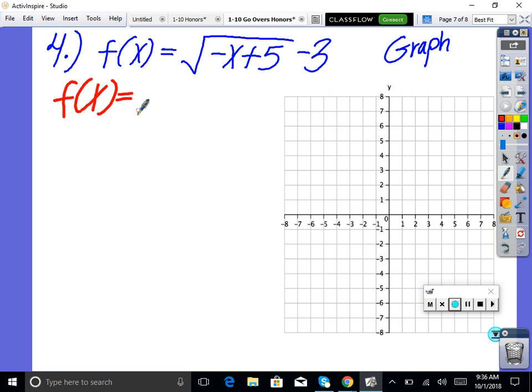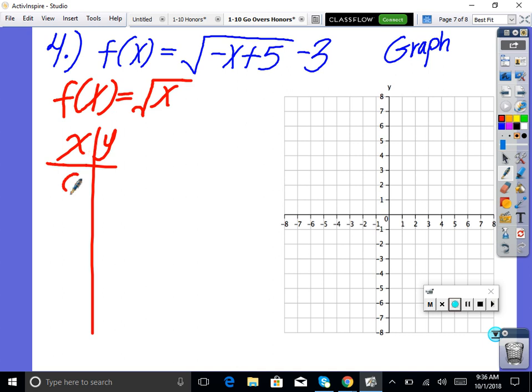You guys, look at number 4. F of x is equal to root x would be our parent function. Now look, I have people doing some really odd things first hour. They're saying that square root of -1 is -1. Square root of -1 is i. We don't even have i's. So we would not graph -1. Where would we start? 0.